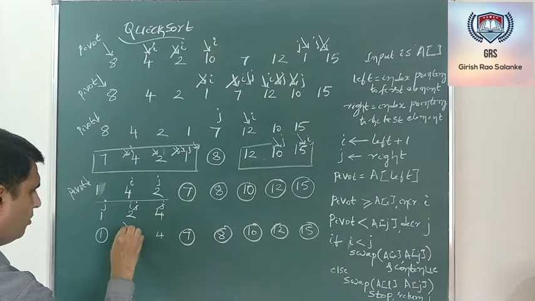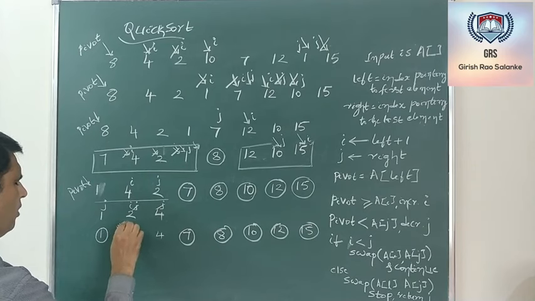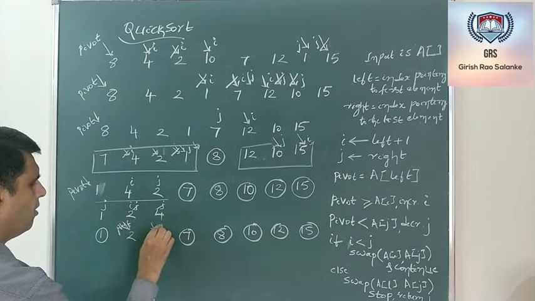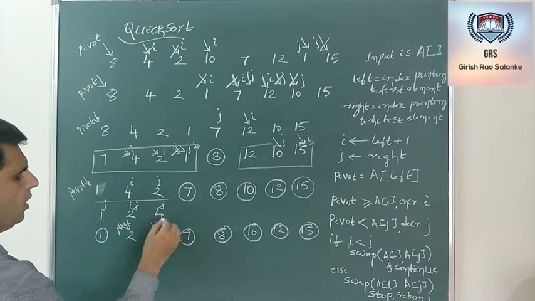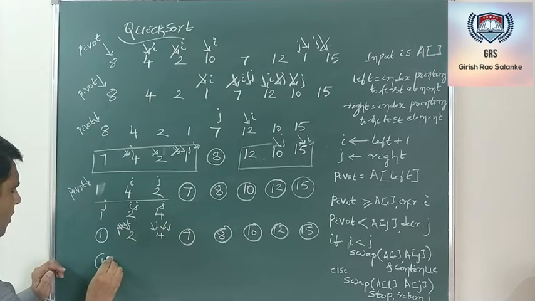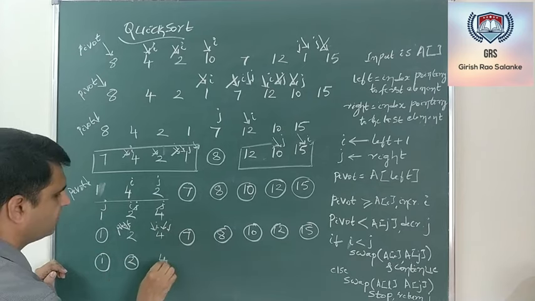And now this is your pivot. This is your pivot and this is your i as well as your j. On doing one more partition here, you will find that all the elements get sorted.